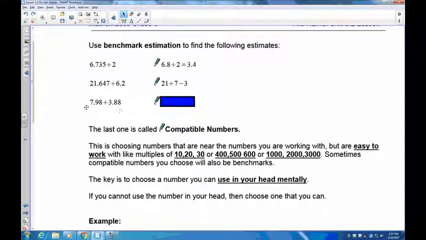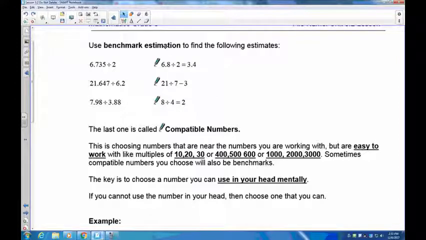All right. And now 7 and 98 hundredths divided by 3 and 88 hundredths. I'm going to change those out. This becomes close to 8. This is close to 4. 8 divided by 4, that's 2. So this is how you can use benchmark estimating.